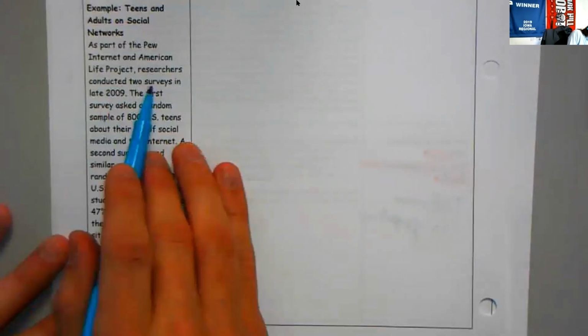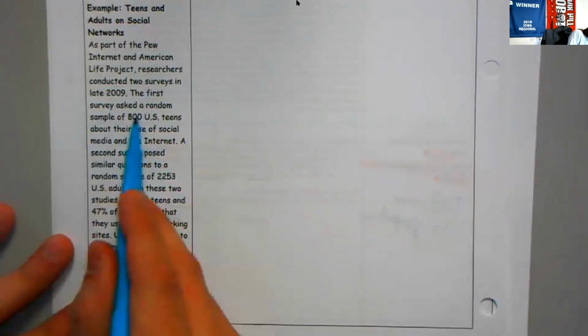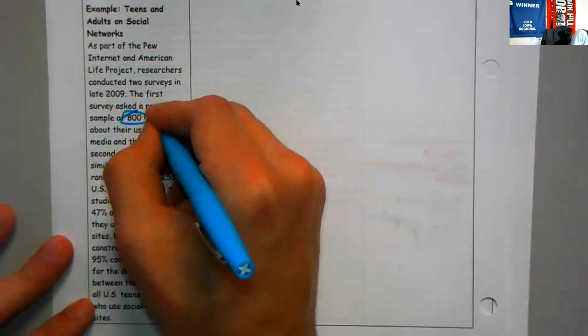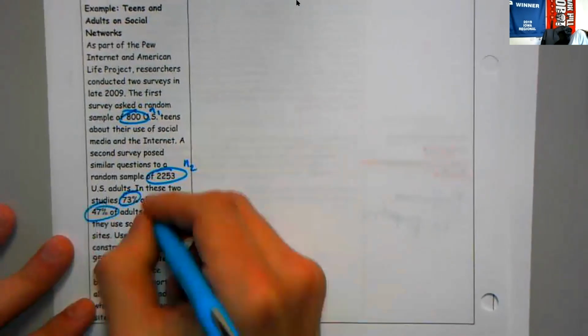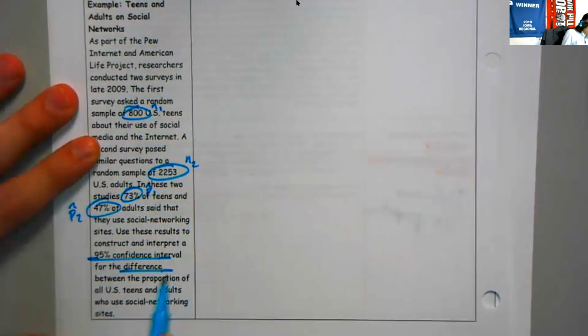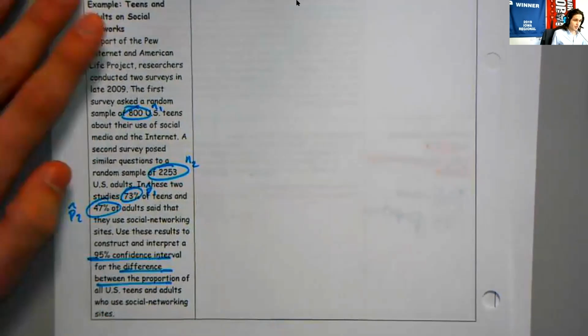As part of the Pew Internet American Life Project, researchers conducted 2 surveys in late 2009. They asked 800 US teens, so it's going to be N1, about their use of social media and the internet. A second survey posted a similar question to 2350 US adults, so that'll be N2. 73% of teens and 40% of adults, so that's like P hat 1 and P hat 2, said they use social networking. Use these results to construct and interpret a 95% confidence interval for the difference between the proportions of US teens and adults who use social networking.